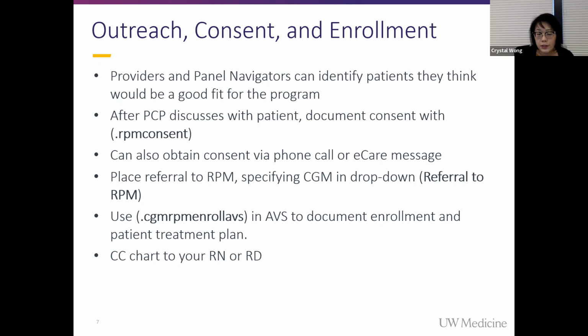There's also a referral to RPM that you would order. This follows the same workflow that we constructed for something like referral to care management or referral to BHIP services. So hopefully this meshes in your clinician mind, that it fits into the usual flow for ordering services. And then there's a dot phrase, this one right here, that says .cgm RPM enroll AVS.